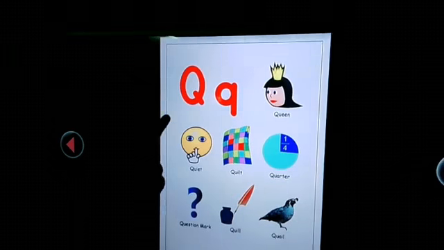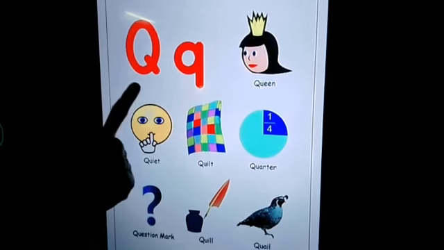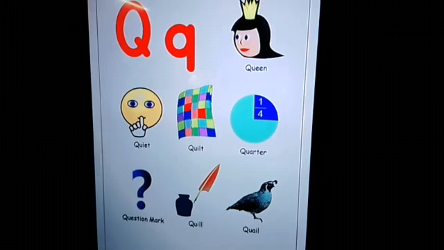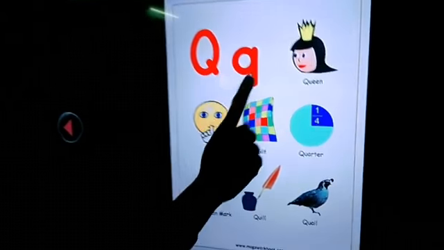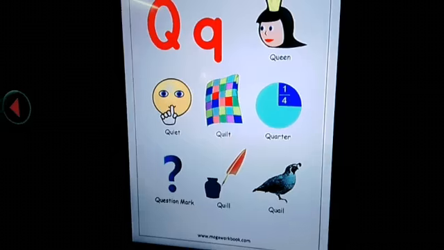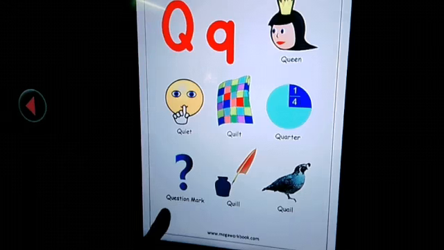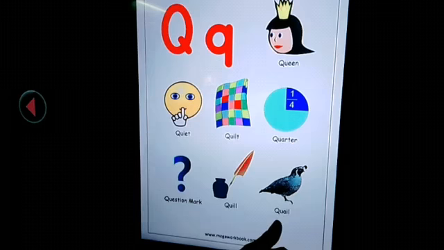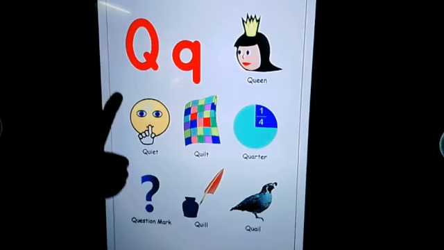Look here. What is this letter, baby? This is capital Q. This is small q. Q for, what is the sound of this letter? Queen. Quarter. Quilt. Quite. Question mark. Quail. Okay, baby. These objects also start with letter Q.